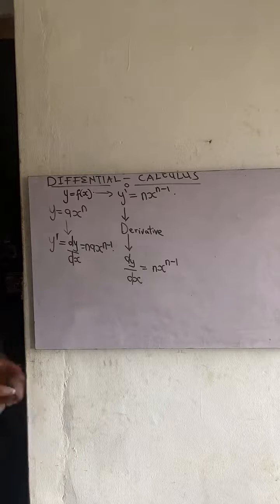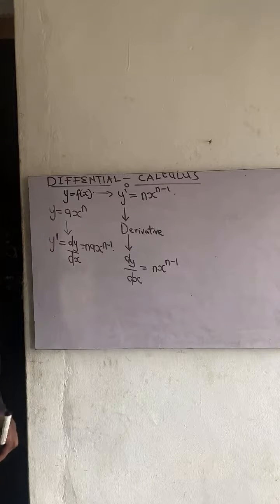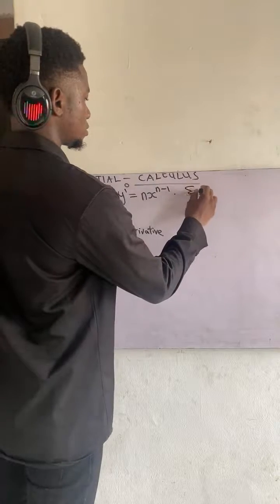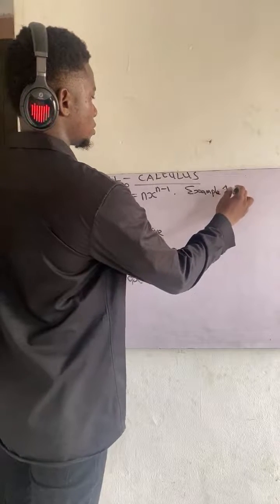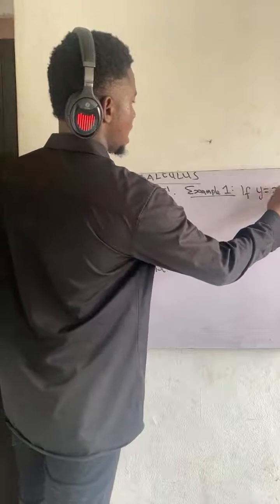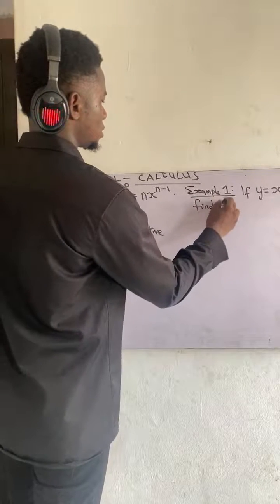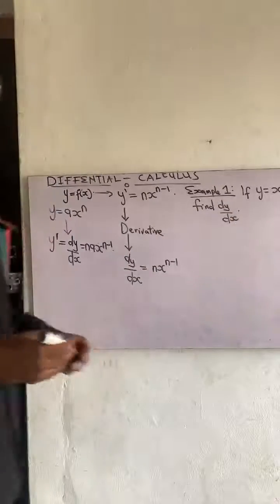So let's look at some examples. The first example we are going to be looking into today is example 1. If y equals x squared, find dy dx.